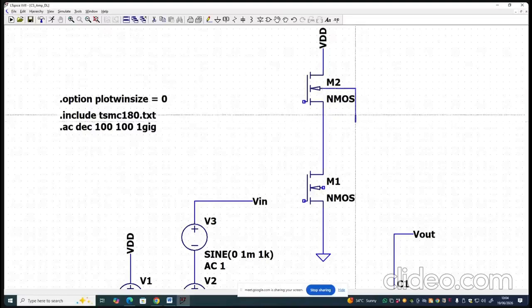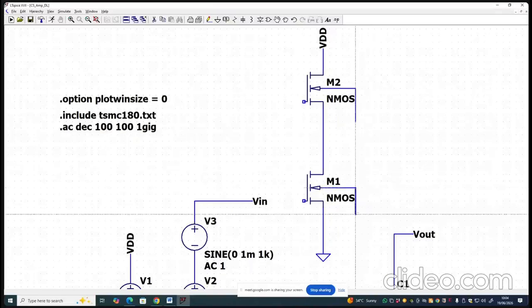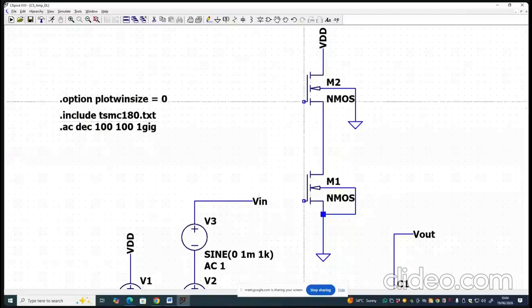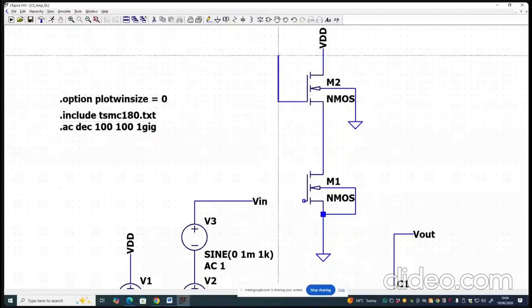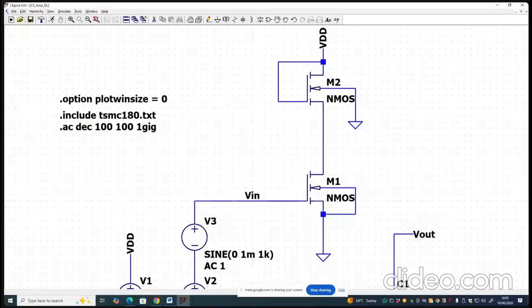Let me connect it. So I will also ground the body of this N MOSFET, and the gate of this N MOSFET is to be connected to the drain, so it is connected to drain. Then this is to be connected here.